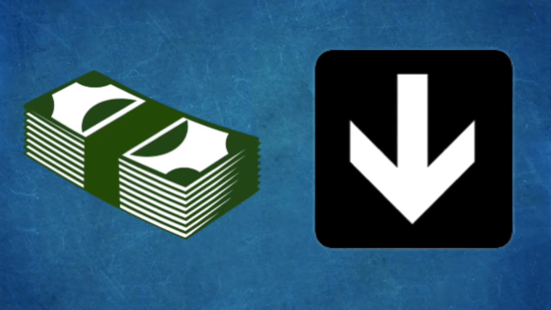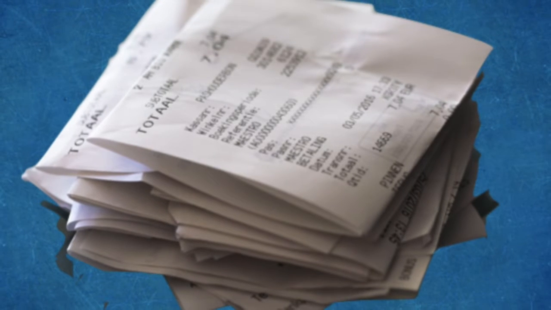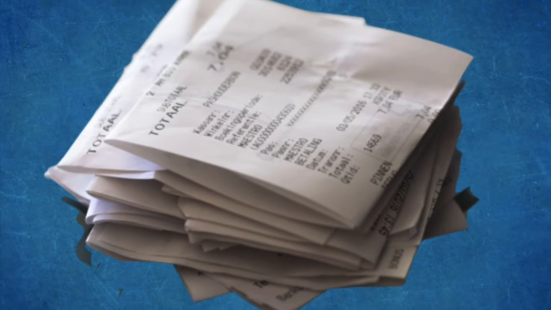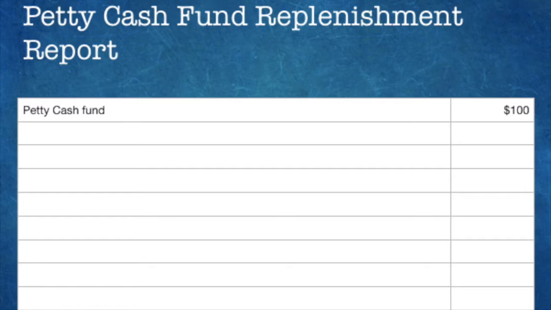When cash in the fund decreases, the fund must be replenished. To do this, the cash remaining is counted and the company cashes a check for the amount that brings the total cash in the fund back to its original balance. The receipts collected, as stated in part 2, are now used as documentation for recording expenses. We do this by creating a petty cash fund replenishment report.